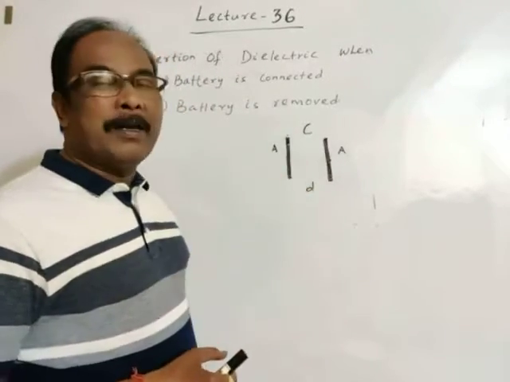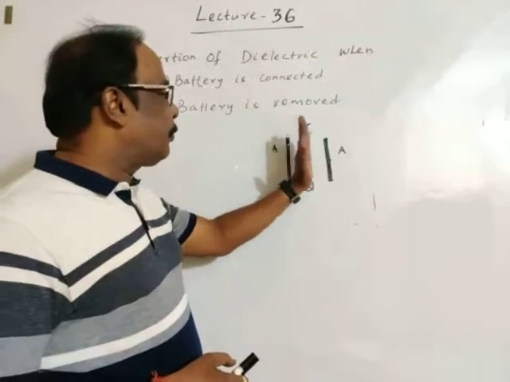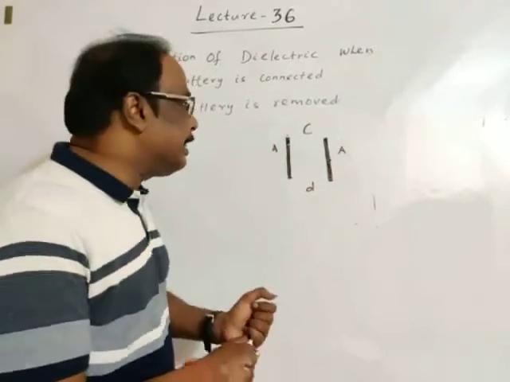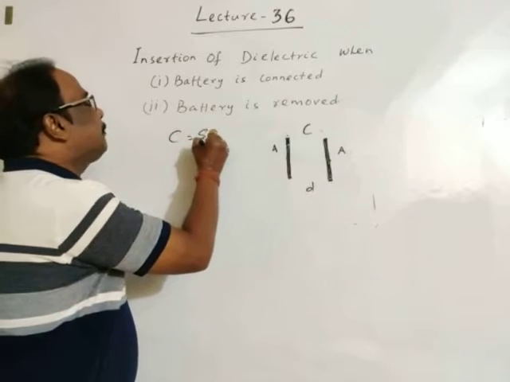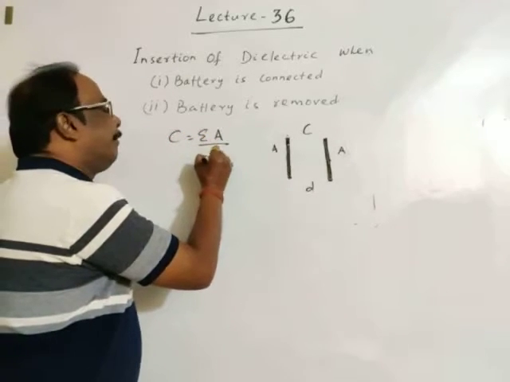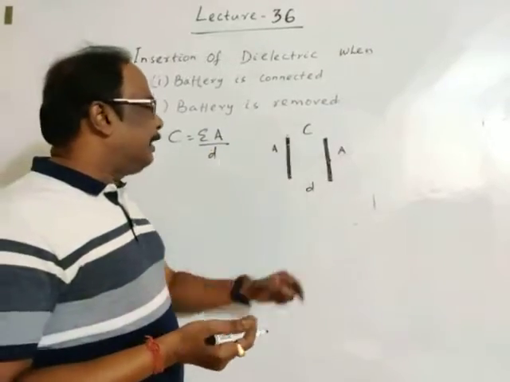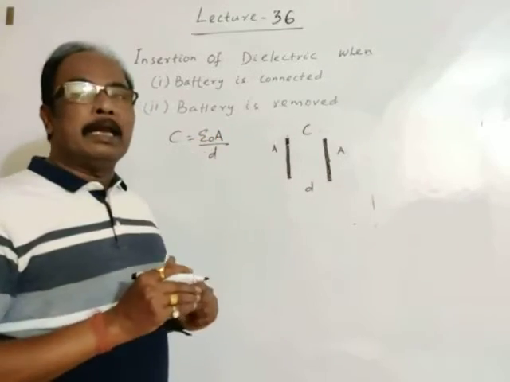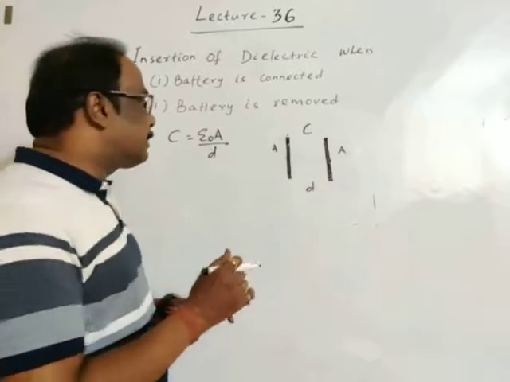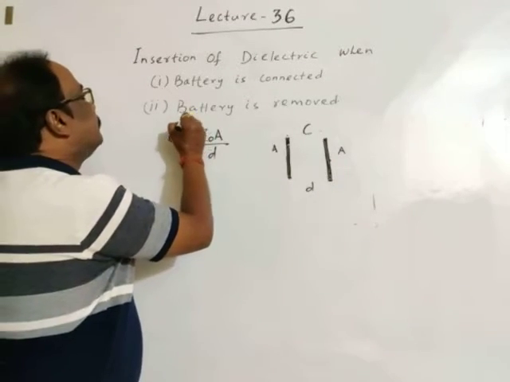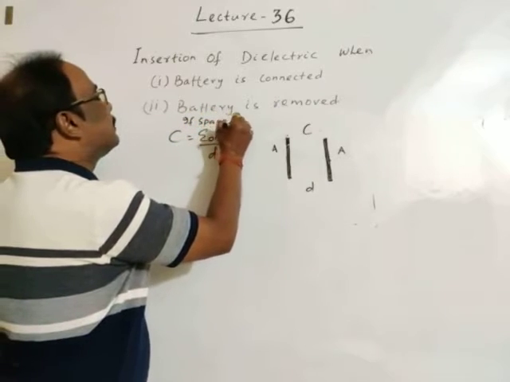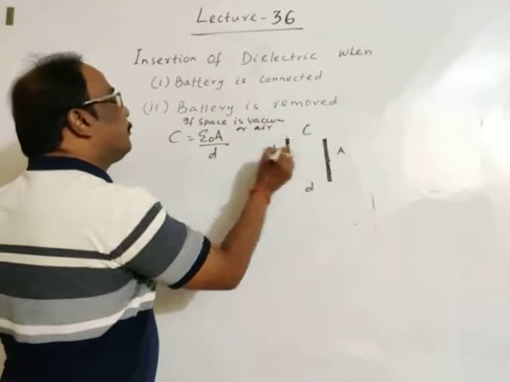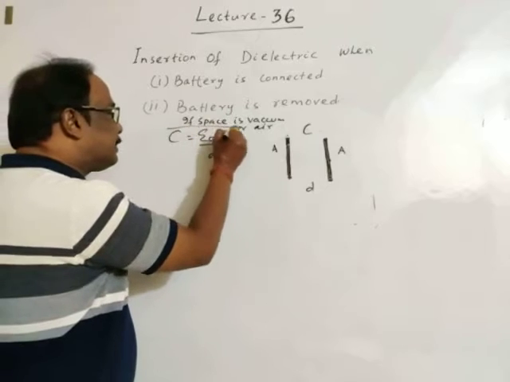Let's consider this is a parallel plate capacitor. There are two parallel plates, each of surface area A, and the separation between the plates is D. The capacitance is C equals epsilon A by D. Initially we may take air or vacuum in between the plates, so C equals epsilon naught A by D. If the space between the plates is vacuum or air, this is the capacitance.